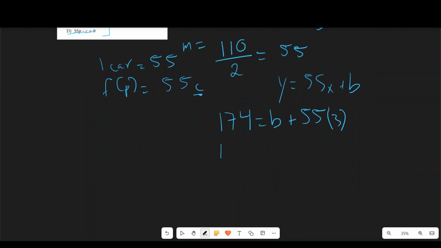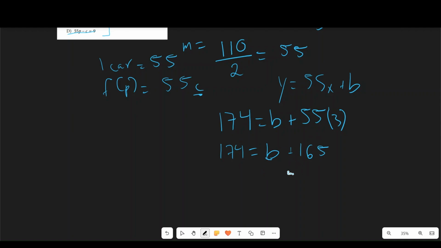So 174 is equal to b, and then 3 times 55, well, that's kind of like 3 times 50, which is 150, and then 3 times 5, which would be 15, so that will be 165. Again, you can use your calculator in this section, so don't feel like you need to do everything in mental math.